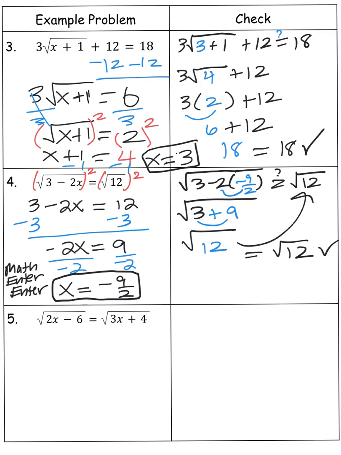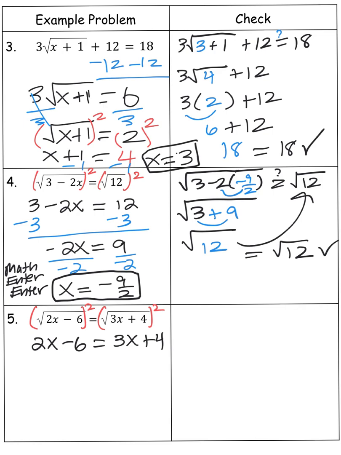Okay, one more example. So number 5 is going to start out the same way that we started out number 4. We're going to go ahead and just cancel out those radicals. So I'm squaring both sides to cancel out the square roots. On the left-hand side, that leaves me with 2x minus 6. And on the right-hand side, it leaves me with the radicand 3x plus 4.